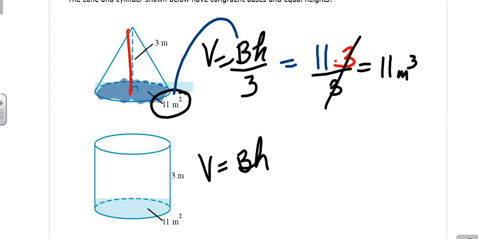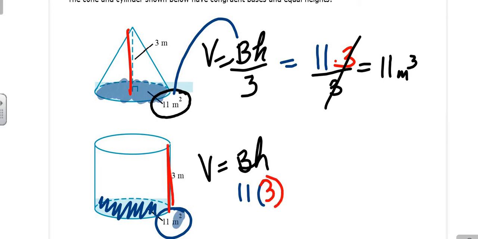Our base here, that's not the radius, that 11 squared, that's the area of the base. Why? Because of that little meter squared right there. So that's 11 times our height of 3. And that's 33 meters cubed.